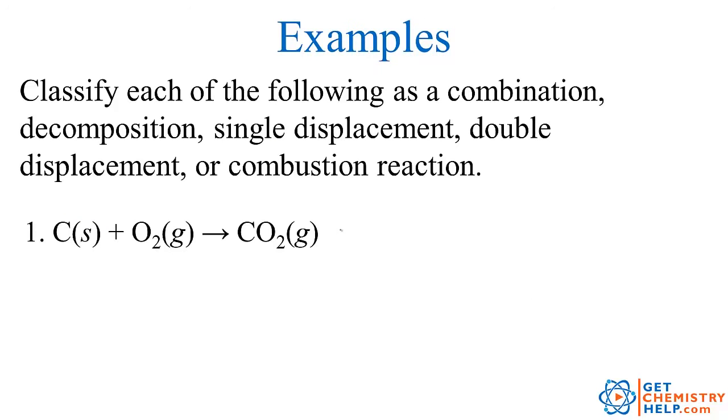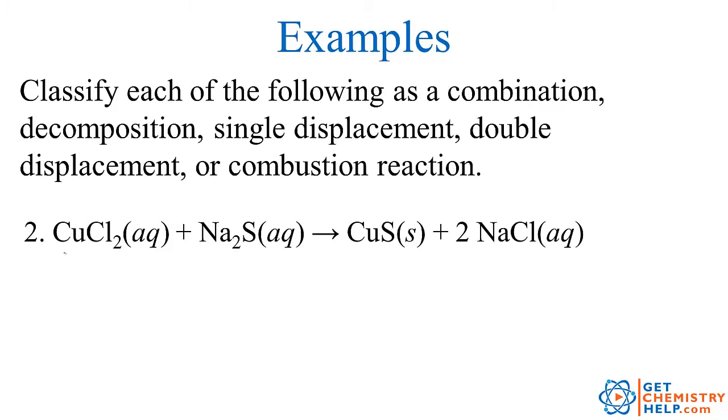Now let's go through a few examples and just pick out which type of reaction each of these examples is. So here's carbon combining with oxygen to make carbon dioxide. Now, at first glance, it almost looks like a combustion reaction because we have some carbon and oxygen combining. But remember, for a combustion reaction, you've got to have a hydrocarbon, carbon and hydrogen combining with oxygen to make carbon dioxide and water. So in this case, we just have two different substances combining to make one substance. So this would just be a straight up combination reaction.